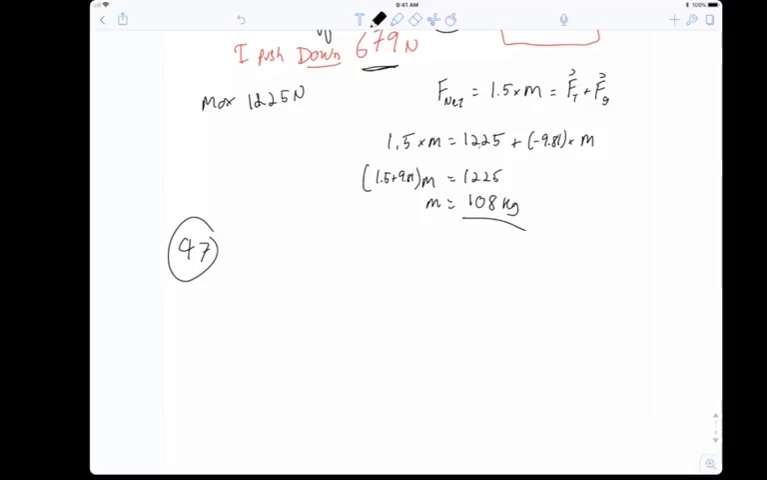47, what's that question? All blocks in figure 8.45 are identical, and you can ignore any friction in the pulleys. Rank the configurations in increasing order of tension in the rope. Use free body diagrams. Oh, that's fun. Oh man, what a fun question. You ready for this question?